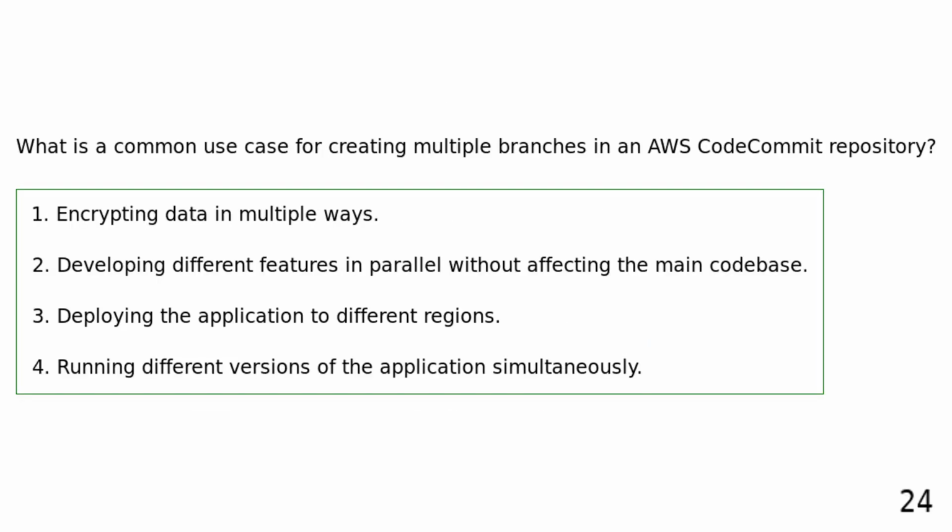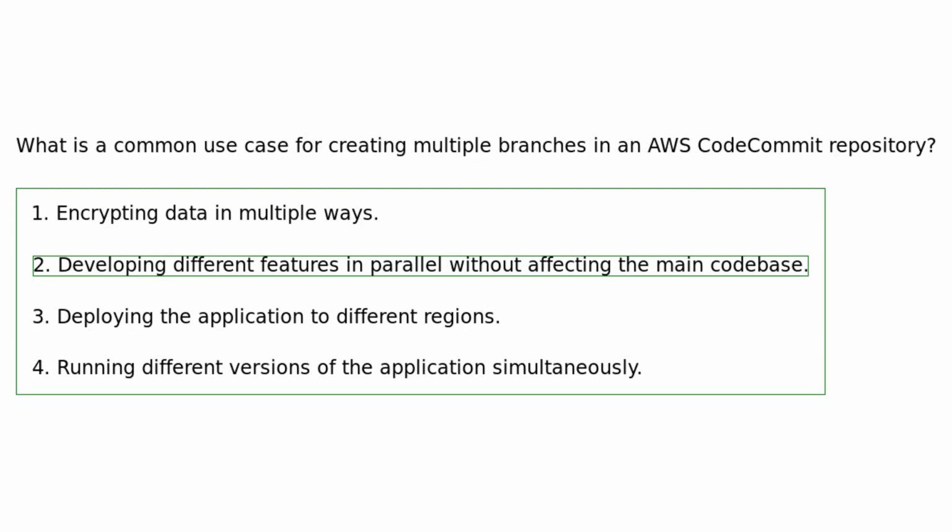What is a common use case for creating multiple branches in an AWS CodeCommit repository? Encrypting data in multiple ways. Developing different features in parallel without affecting the main code base. Deploying the application to different regions. Running different versions of the application simultaneously. Creating multiple branches allows developers to work on different features in parallel without impacting the main code base.